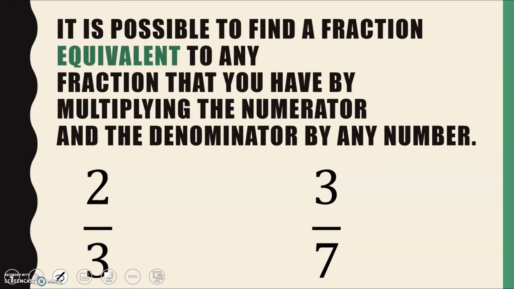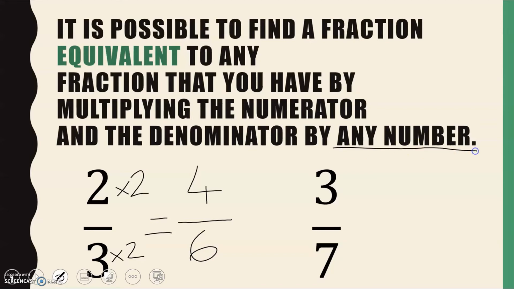It's possible to find a fraction equivalent to any other fraction that you have by multiplying the numerator and the denominator by any number. So if I take my 2/3 and times the top by 2 and times the bottom by 2, 2 times 2 is 4 and 3 times 2 is 6. So there, 2/3 is equivalent to 4/6.